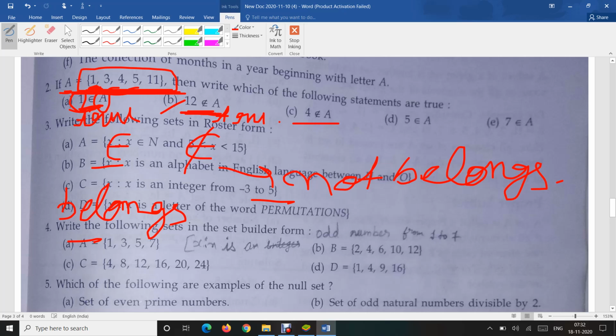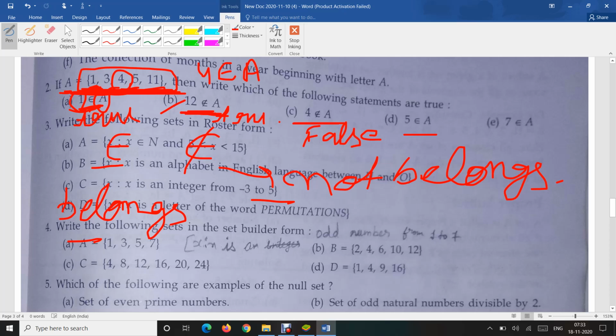Now, 4 is not belongs to A. So you have to see, is 4 present in this set? Yes, here is 4. So 4 is present in this set. If 4 is present in this set, then we can say that 4 belongs to set A. But here you are given the statement 4 not belongs to A. That means this statement is false, because 4 belongs to A.